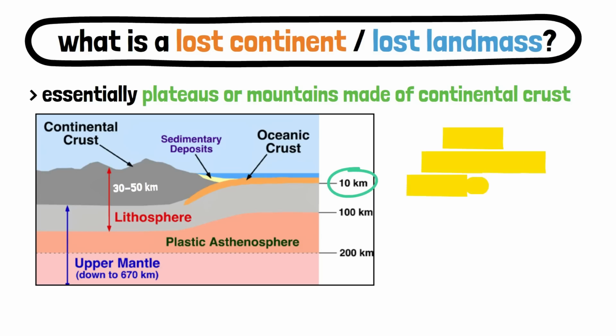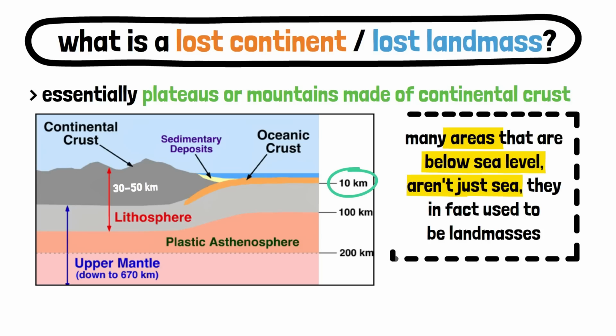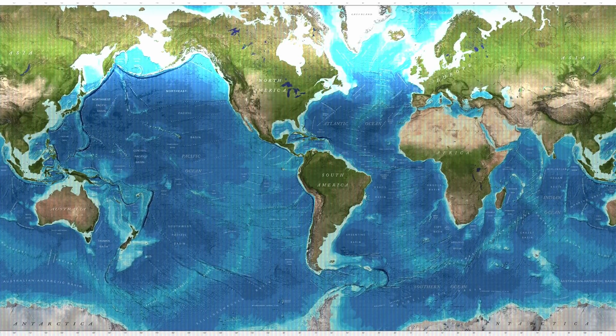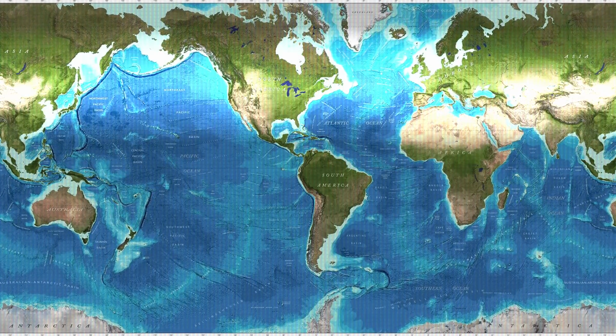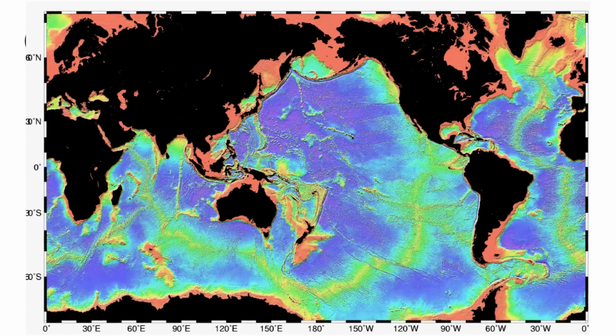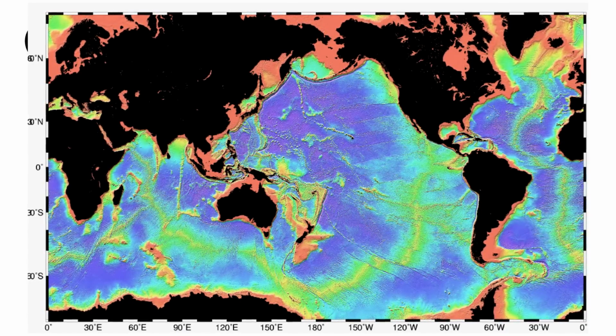And by identifying more and more areas that, despite being underwater, have continental crust instead of oceanic one, what investigators have concluded is that many areas that are below sea level aren't just sea. They in fact used to be land masses above water level, just like the ones we have and know today. They just happen to now be submerged.